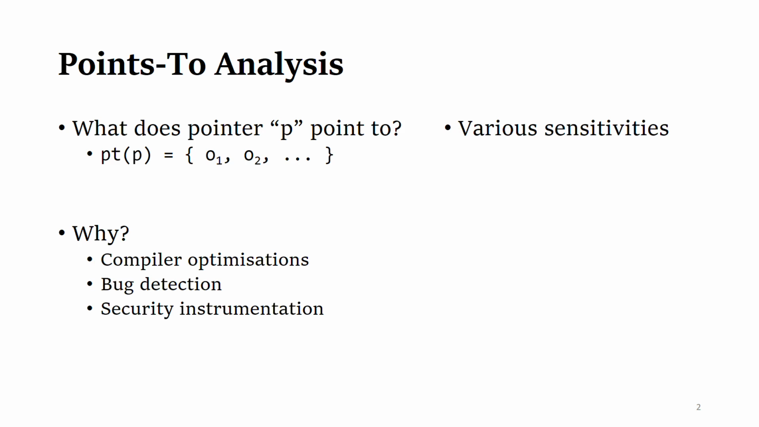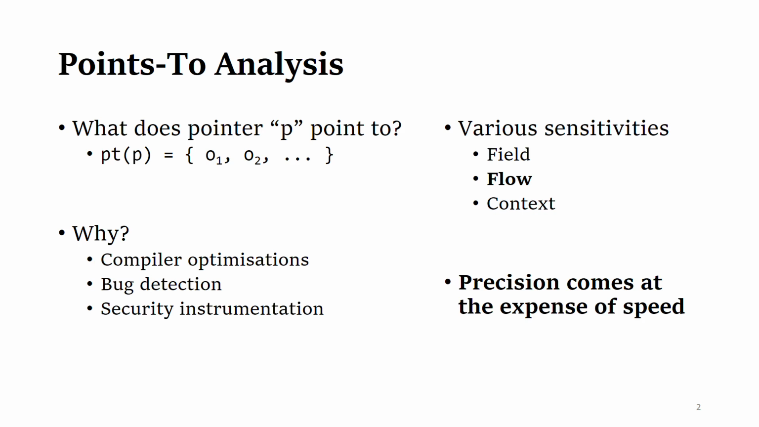Analysis precision depends on various sensitivities. For example, we must determine whether we should abstract fields into separate objects, whether to take control flow into account, which is what we are most interested in today, and whether we should consider calling context, amongst others. Generally speaking, a more precise analysis is more expensive in both space and time than a less precise one.